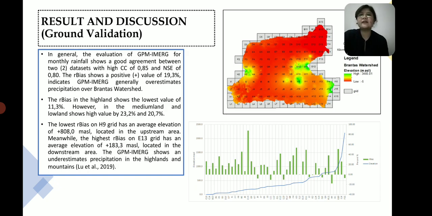For the elevation analysis, the Brantas watershed is divided into three elevation zones. The relative bias in the highland shows the lowest value of 11%. However, the medium land and the lowland show high values of 23% and 20%. According to Liu in 2019, the GPM-IMERG underestimates precipitation in the highlands and the mountains.